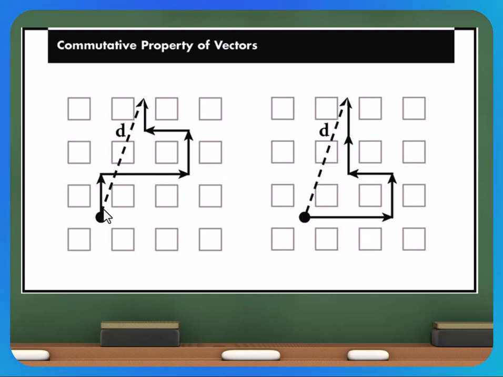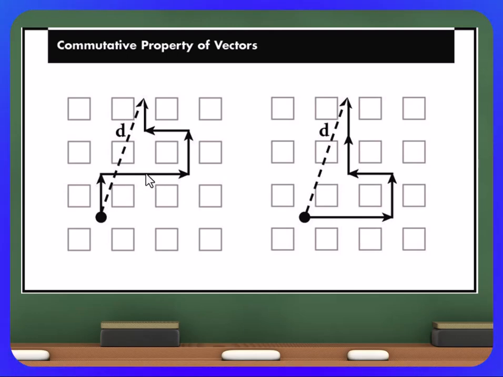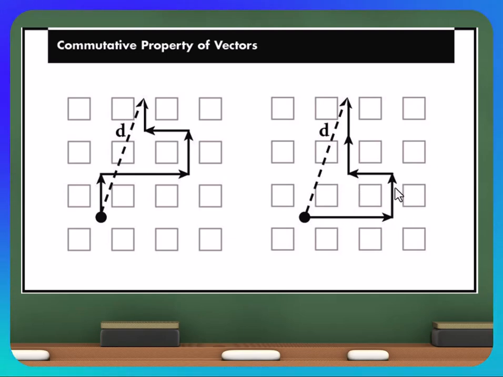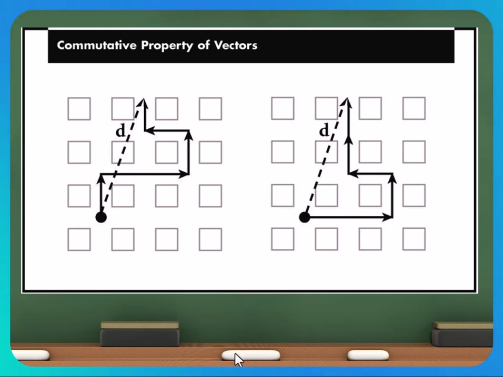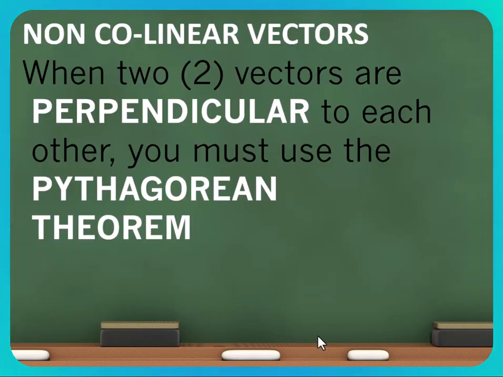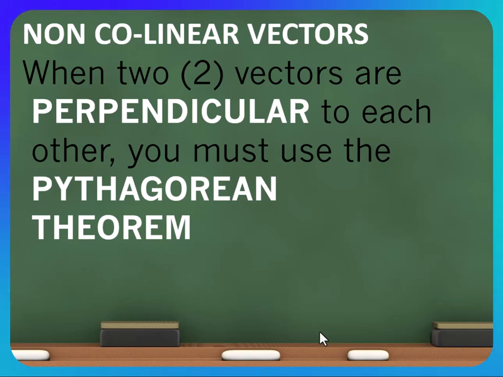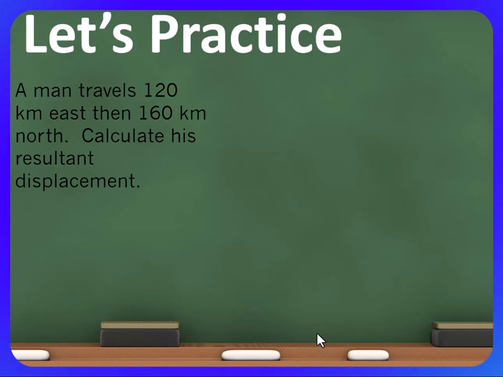Now I can take those and rearrange them. I can pull them down and rearrange them as long as I'm going from head to tail, and I'm still going to get the same resultant. So that means that vector addition is commutative. Non-collinear vectors are when two vectors are perpendicular to each other. And in that case, we can use the Pythagorean theorem. So let's practice one of those problems.